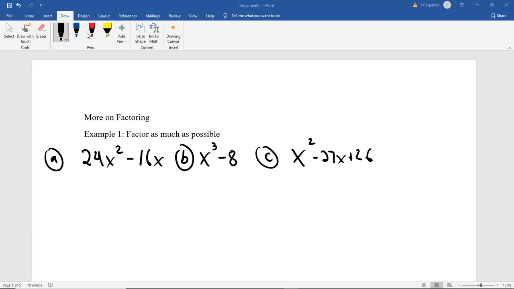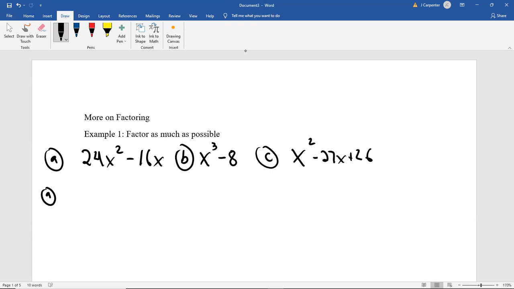All right, I think that's going to be enough time. So for A, the 24x squared minus 16x. Remember that when you factor anything, the process should always start with, do we have a GCF? And then after that, you ask yourself how many terms you have, because that's going to determine your method from there. And with this problem, there is a GCF.